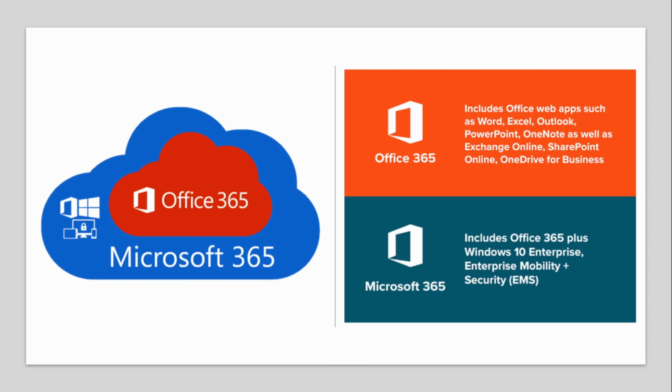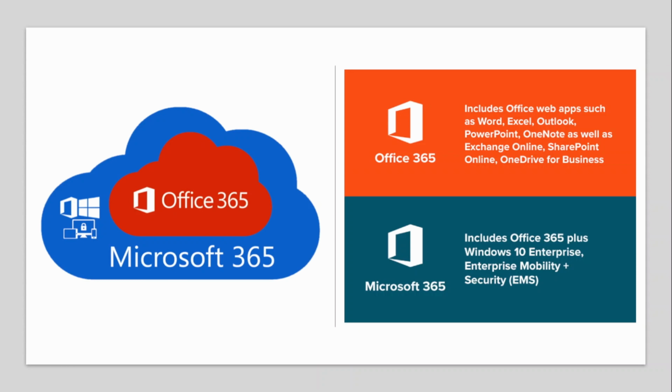Office 365 was originally Microsoft's subscription-based service that provides access to various productivity and collaboration tools, including the core Office applications like Word, Excel, PowerPoint, and Outlook. It includes cloud-based services like OneDrive for Business, Exchange Online, and SharePoint Online, allowing users to store files online, use email services, and collaborate on documents in real time.